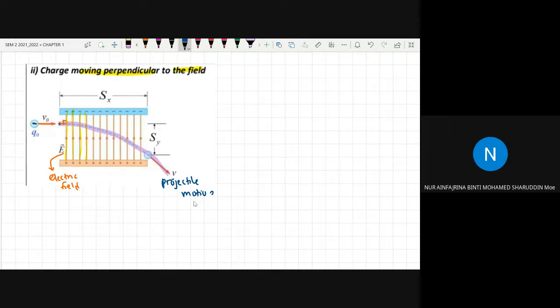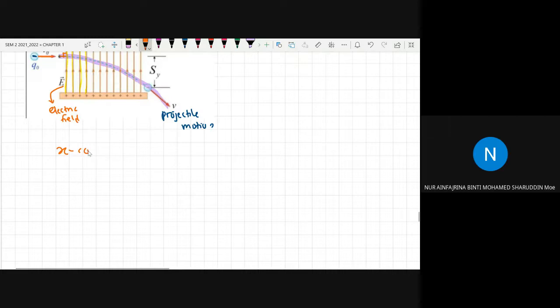So bila dia projectile motion, maksudnya sekarang awak kena tahu bila charge moving perpendicular to the field, maksudnya charge move in projectile motion. So when it's moving in projectile motion, meaning dia ada acceleration. So yang ini kita kena recap sikit lah kita punya projectile motion. Remember, Miss pernah buat kotak ni dengan korang. Dia akan ada X component dan dia juga akan ada Y component.